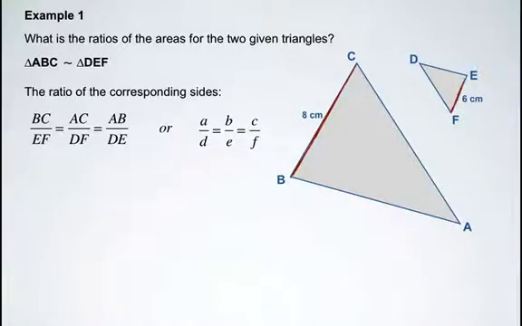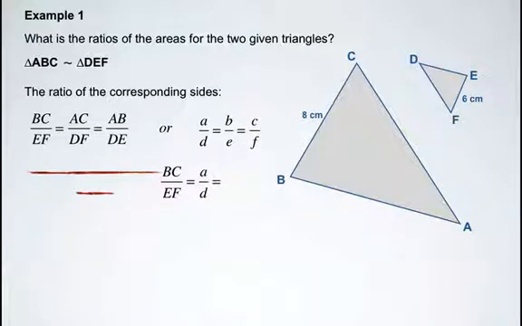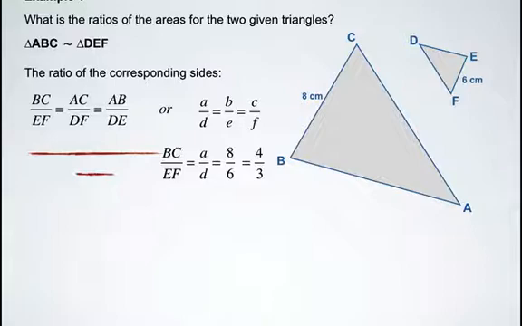Now if we take a look at the information that's given in the question, we know that side BC, or we'll refer to that as being side A, has a value of 8 centimeters. And side EF, or we'll refer to that as being side D, has a value of 6 centimeters. And if we extract those two sides from the illustration and set it up in our ratio of BC over EF, or A over D, we'll get the ratio of 8 over 6, which can be reduced to 4 over 3. Again, this is the ratio of the corresponding sides given in the illustration.